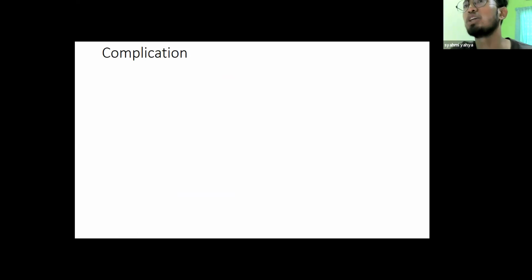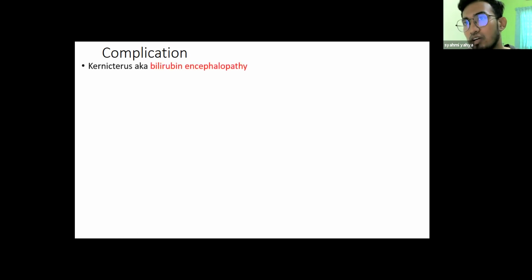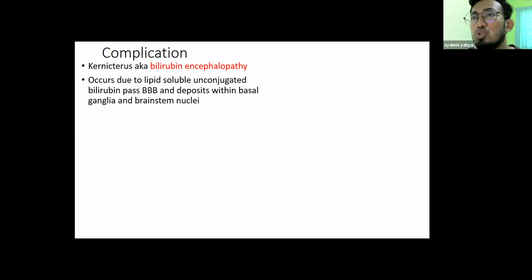Okay, enough with the disease. Then we go with the complication. For the complication, we really need to ask the patient about the symptoms. The complication is kernicterus, also known as bilirubin encephalopathy. It occurs due to lipid soluble unconjugated bilirubin, which is hydrophobic. So it can pass the blood-brain barrier, and when it passes, it can settle in the brain. Wherever it settles, it can cause problems at that area.